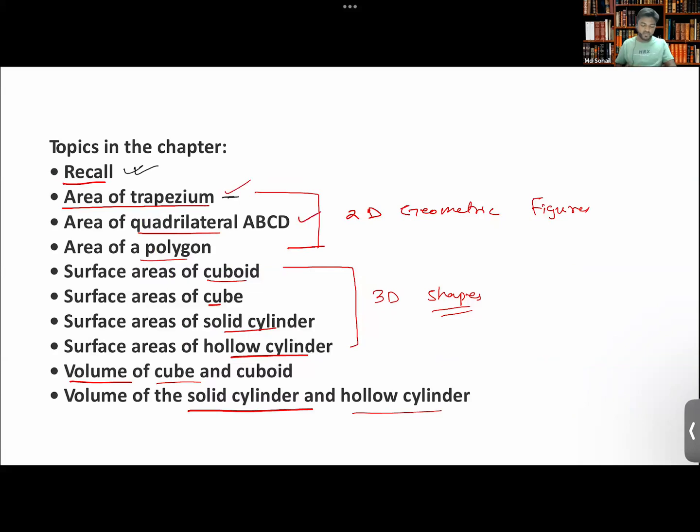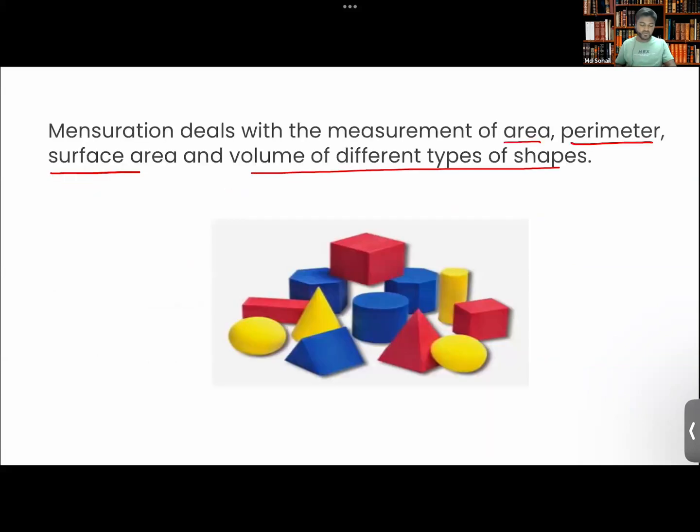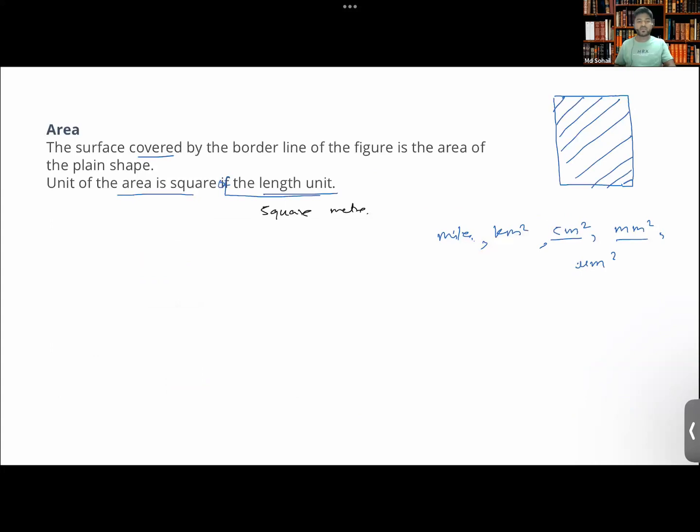We were talking about quadrilaterals. These are all 2D geometric figures. So how do you find the area of a quadrilateral? The normal way is to divide it into triangles and then add the areas, right? What else can be done?